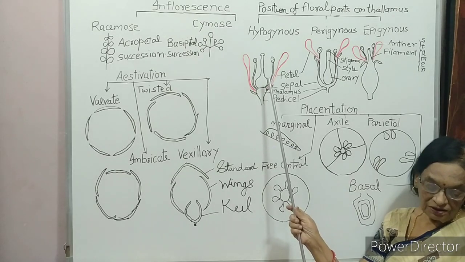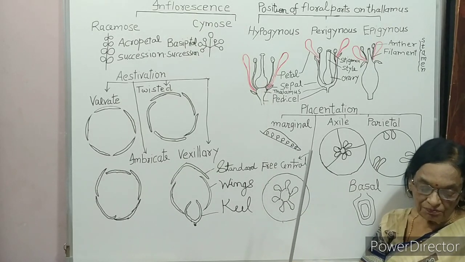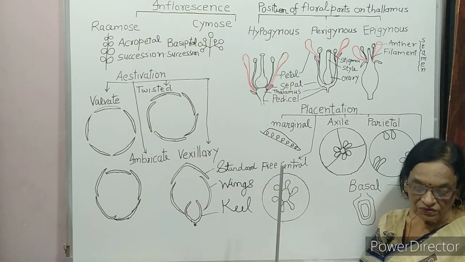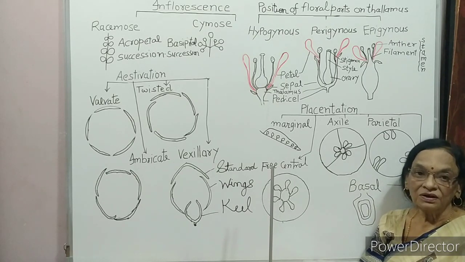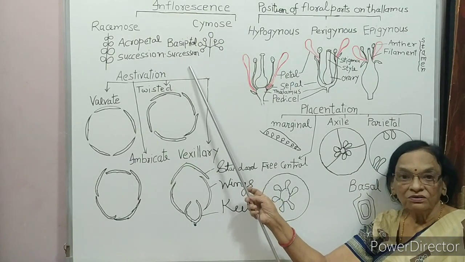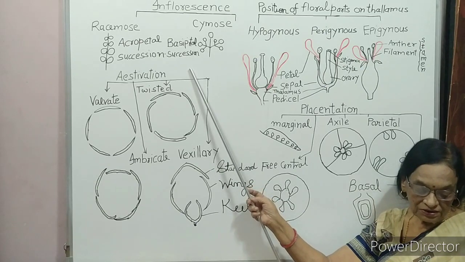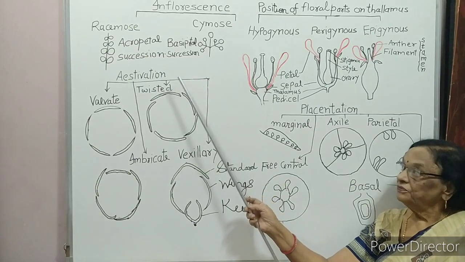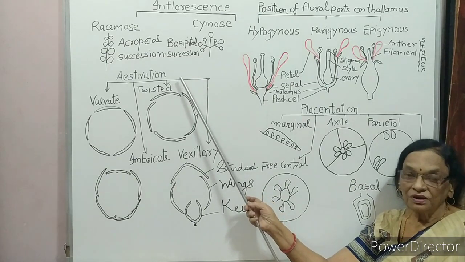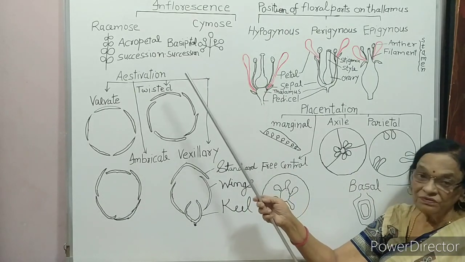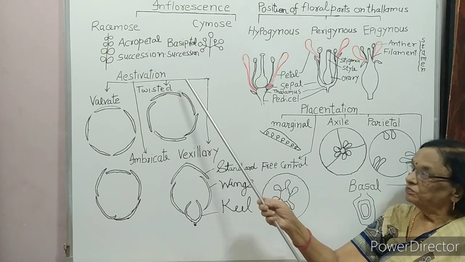Now, the arrangement of sepal or petal in a flower with respect to other members of the same whole is called estivation. What is estivation? Arrangement of sepal and petal with respect to the other members of the whole is called estivation. Estivation is of four types.